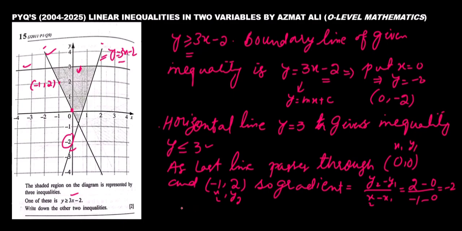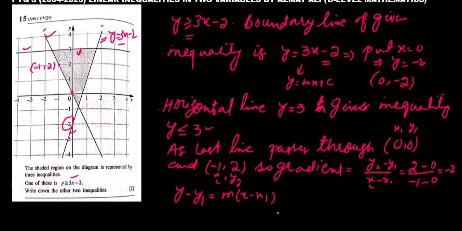Now using the slope point form, that is y minus y1 is equal to m times (x minus x1), where m is the gradient. This is the slope point form of a line. What is y1? y1 is 0, gradient is minus 2, and x1 is 0. So this becomes y is equal to minus 2x. It means this line has the equation y is equal to minus 2x.